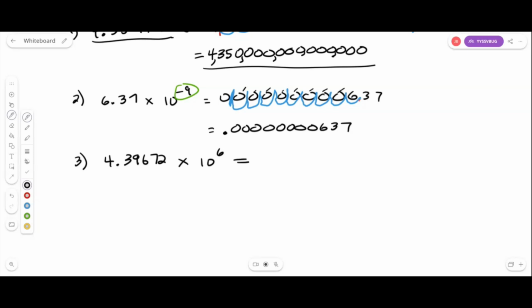Ms. Billingsley, go back and look at that exponent.